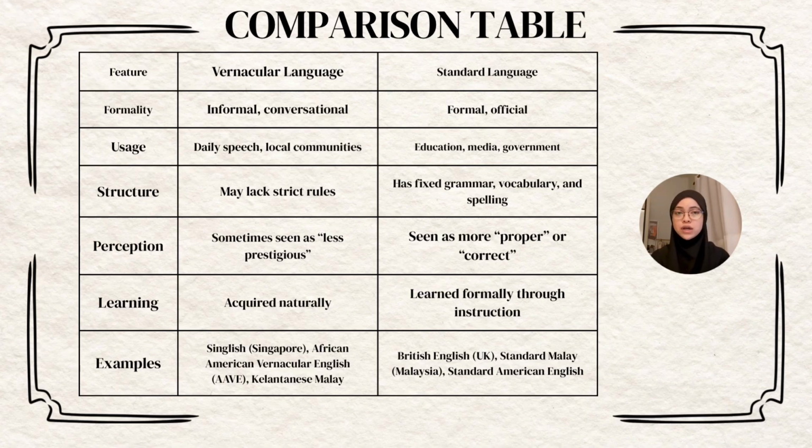Structure. Vernacular may not follow strict rules, while standard language has a fixed grammar, vocabulary, and spelling system. Perception. Vernacular is sometimes seen as less prestigious. In contrast, standard language is often considered more correct or proper. Learning. Vernacular is acquired naturally at home, while standard language is learned through formal education.